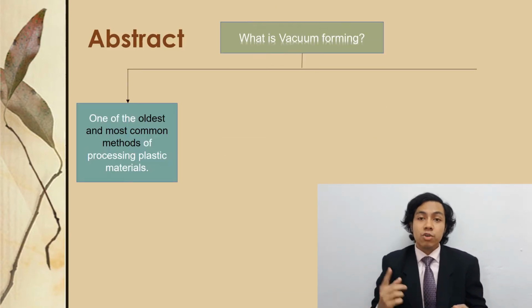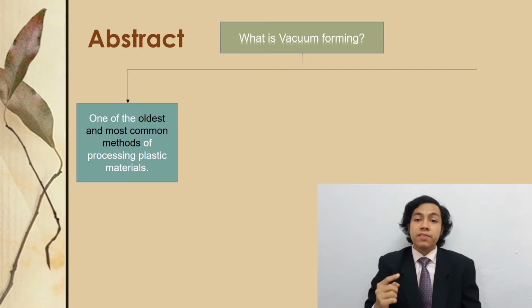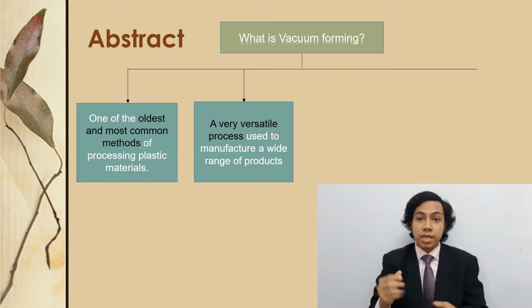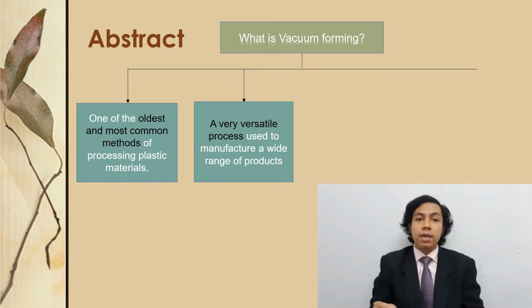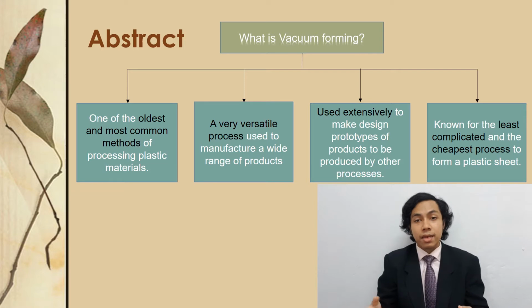Now let's start with abstract. What is vacuum forming? Vacuum forming is one of the oldest and common methods of processing plastic material. It is a very versatile process used to manufacture a wide range of products from simple packaging trays to high impact aircraft cockpit covers. It is also used extensively to make design prototypes of product by other process, as it is known for the least complicated and the cheapest process to form a plastic sheet.